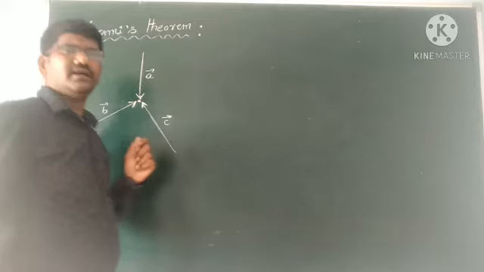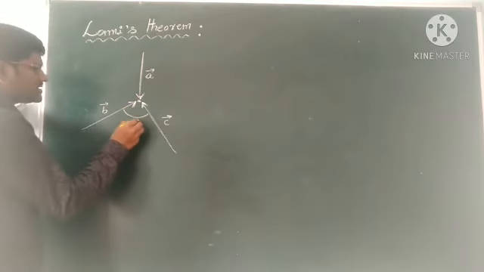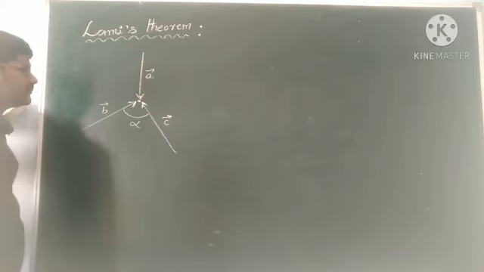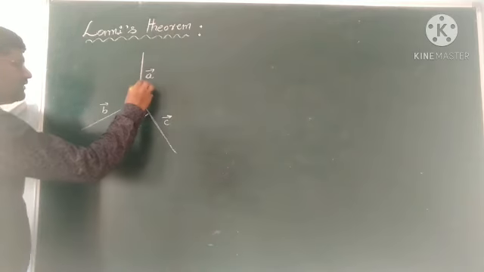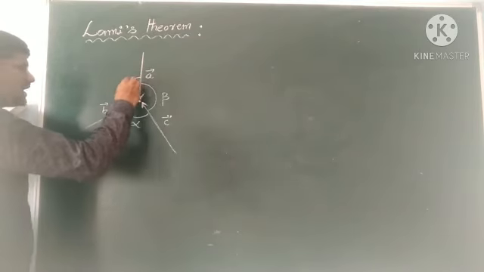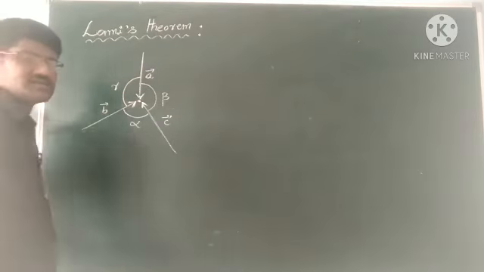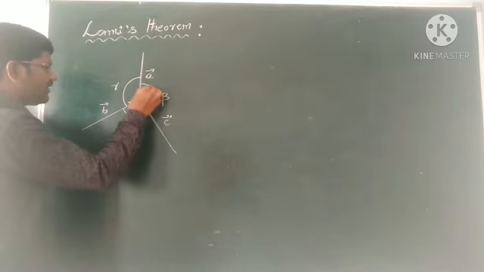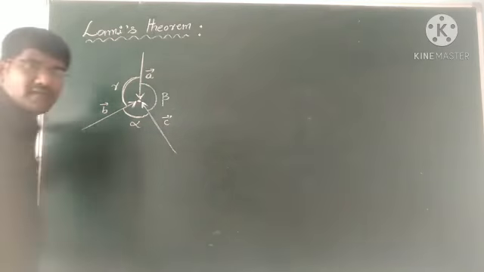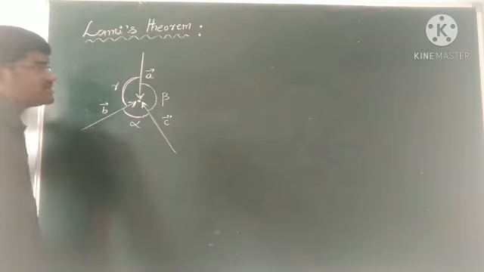The angle between B and C, we consider, is alpha. The angle between A and C, you consider beta, and consider the angle between A and B as gamma. So now we are considering the angles alpha, beta, gamma. Then according to Lami's theorem statement, what is the statement?